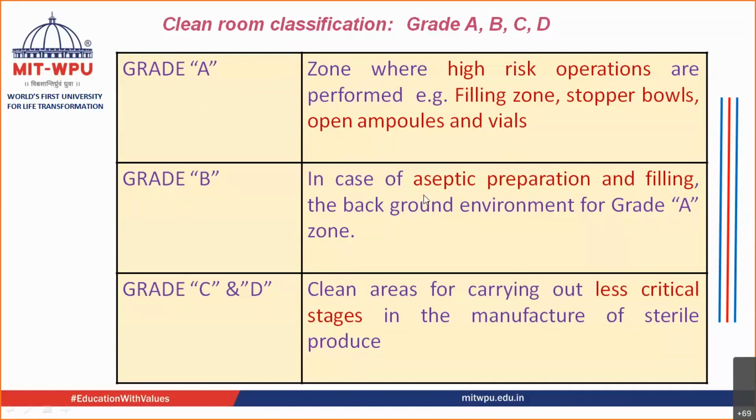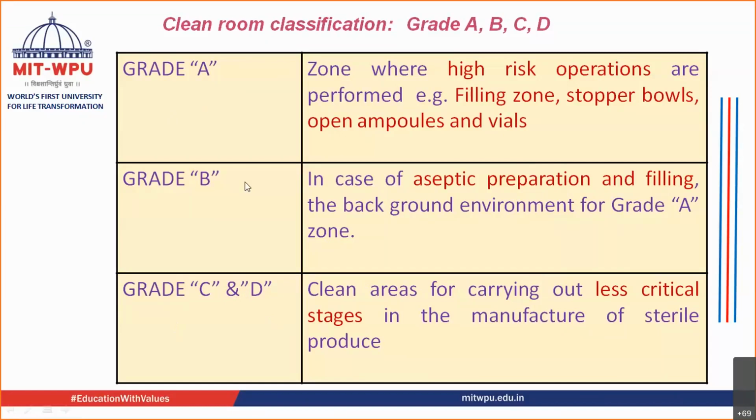It is nearer to your grade A area. So whatever activities are carried out before grade A will be carried out in the grade B area. Your filling activity can be carried out in grade A, or it can be carried out in grade B also. Then you have grade C and grade D. These are the areas where less critical activities are carried out, for example manufacturing.